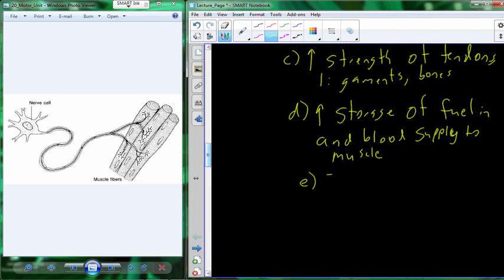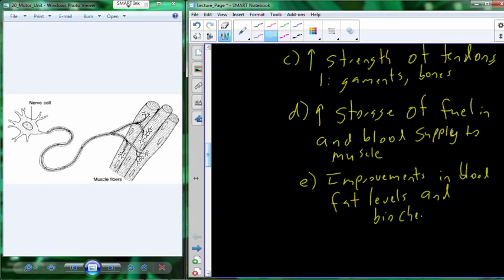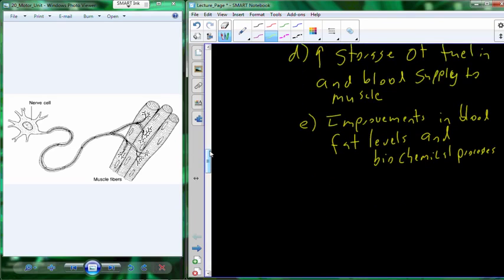You're also going to have improvements in blood fat levels, so lipid levels in the blood and other biochemical processes. In fact, increasing muscle strength can lead towards vast improvements in metabolism, other biochemical processes that it can also assist beneficially with weight loss. So those are some of the effects.